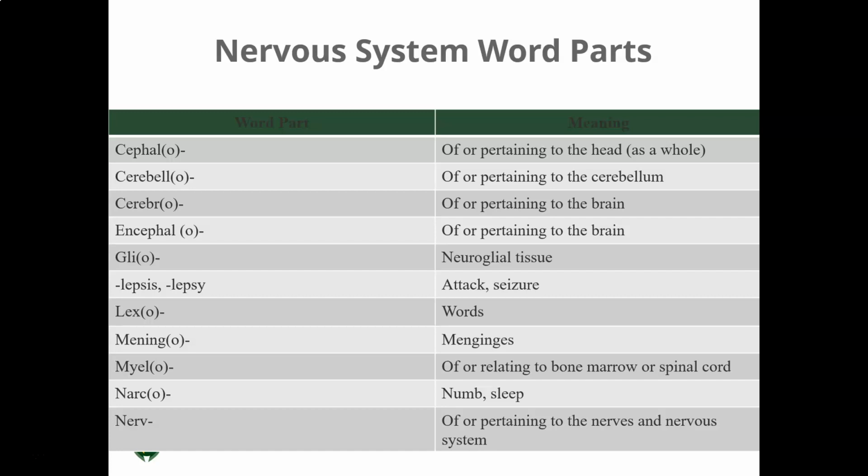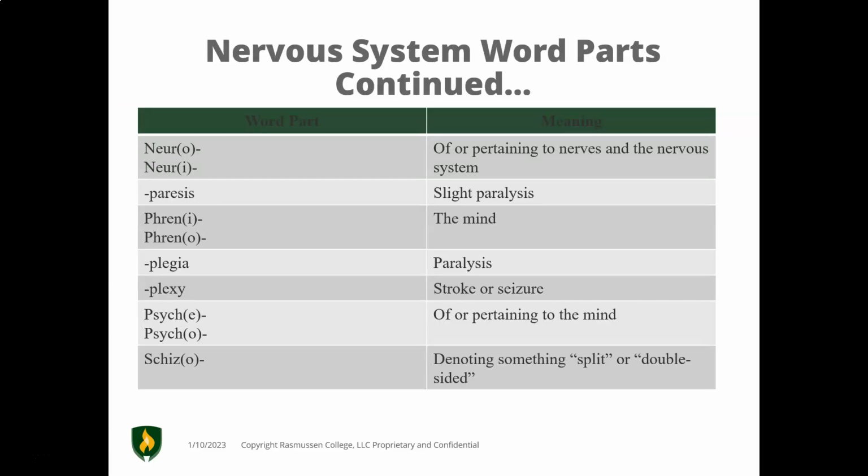Lexo means words. Meningo means meninges. Melio means or refers to bone marrow or spinal cord. Narco means numb or sleep. Nerve means pertaining to the nerves of the nervous system. We also have neuro and neuri, which is pertaining to the nerves of the nervous system.